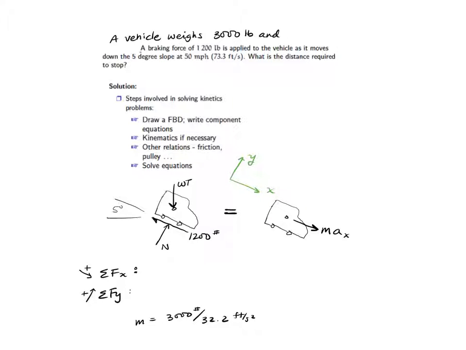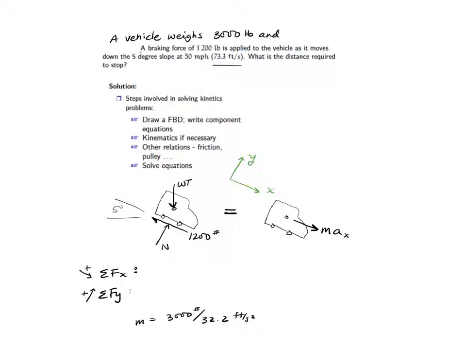All right, now we have two final examples that deal with kinetics and kinematics. In this example, we've got a vehicle that weighs 300 pounds. A brake force of 1,200 pounds is applied to the vehicle as it moves down a 5-degree slope. It's moving down at 50 miles per hour, which is 73.3 feet per second. And it asks, what's the distance required to stop?